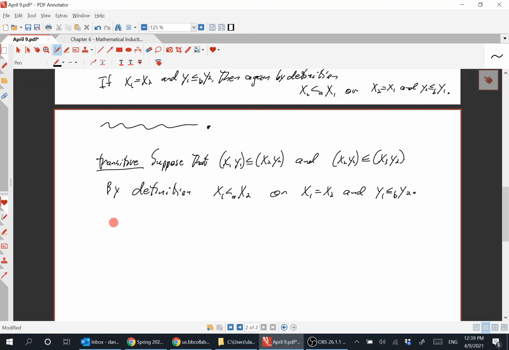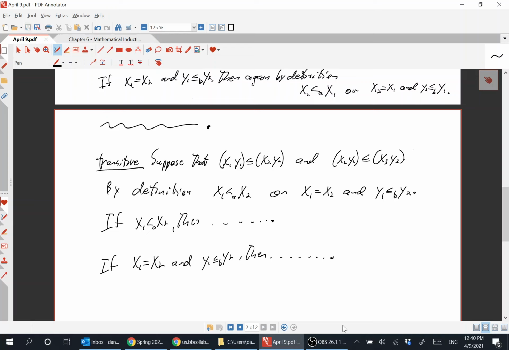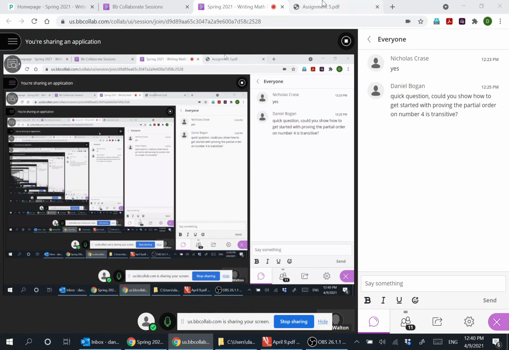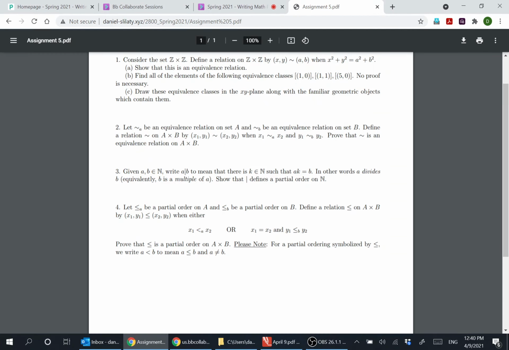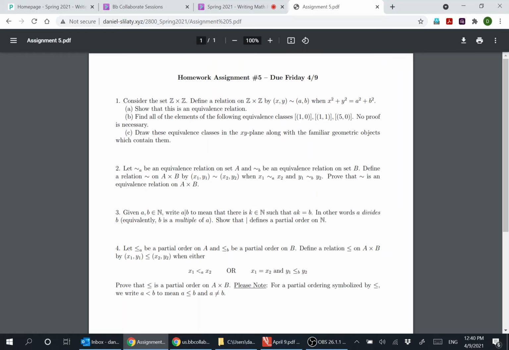All right, so once you're here, then if x1 is less than in A, x2, then blah, blah, blah, period. If x1 equals x2 and y1 is less than or equal to in B, y2, then blah, blah, blah, period. Okay? So, same as before. What else on this assignment? Any other questions?